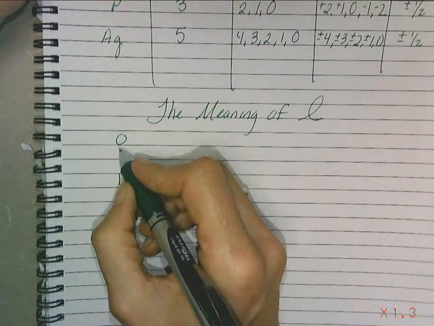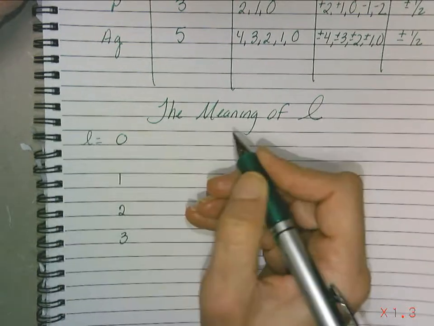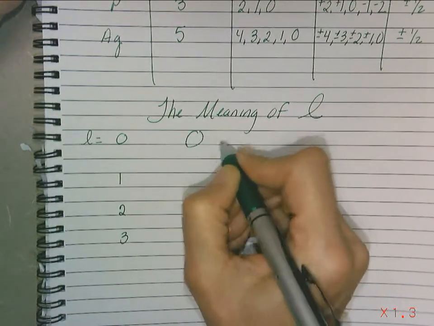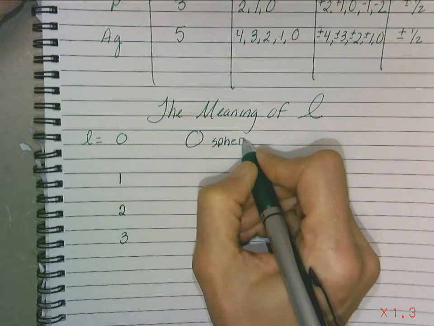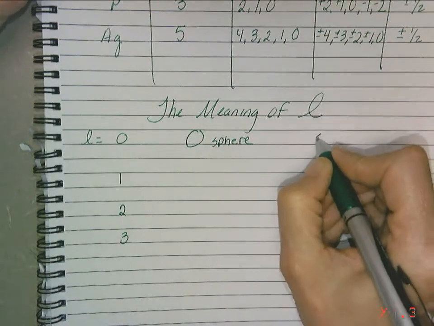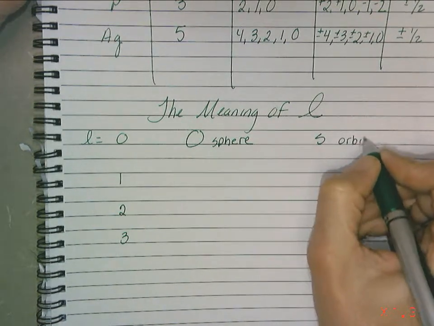Well, when L is equal to 0, the shape is a sphere. We actually have a name for it. It's called the s orbital.